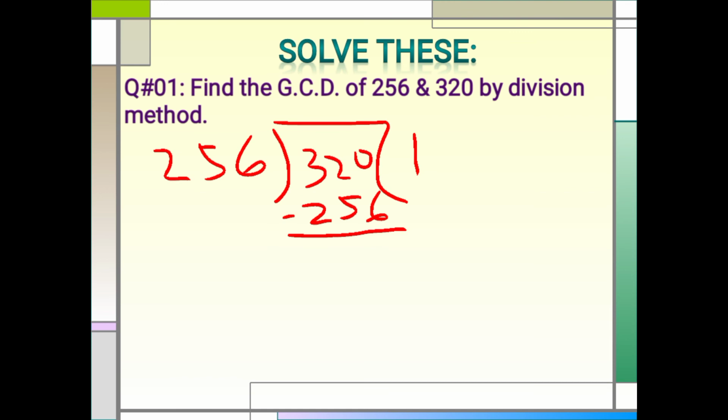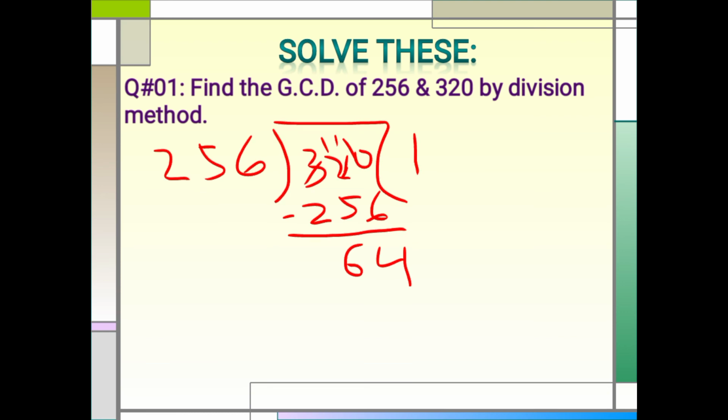So 6 cannot be subtracted from 0, so you are going to take a carry from the next number, so it will become 10. So 10 minus 6 will become 4. Now here you have 1 left. Now you are going to take a carry from here, so it will become 11. 11 minus 5 will become 6. Now you are getting your remainder here.